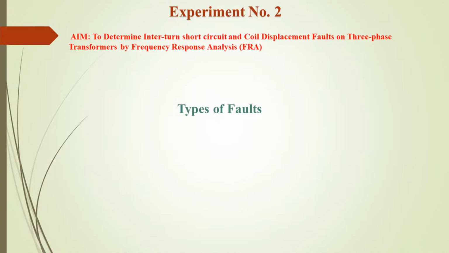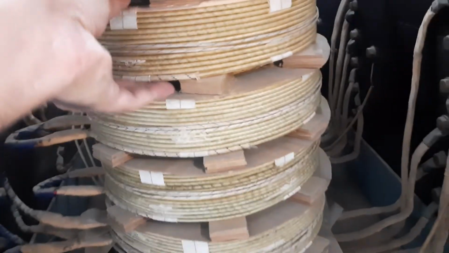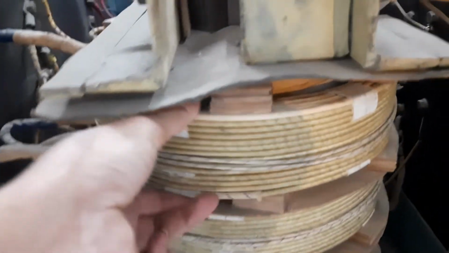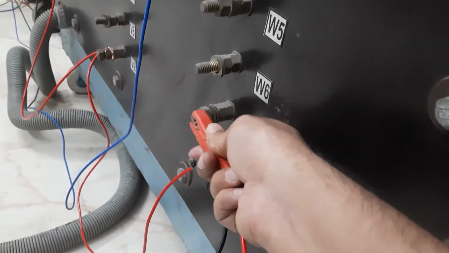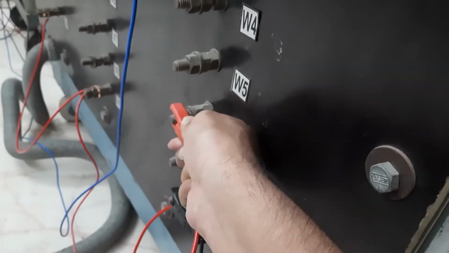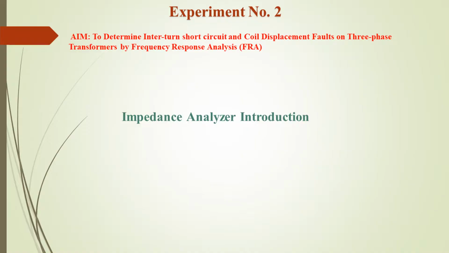Now we will see the types of fault for this transformer. There are 2 types of faulty transformer, that is the interturn short circuit fault and coil displacement. Here you can see the coil displacement fault by displacing this coil, and the interturn short fault can be done by shorting these different tappings brought outside.